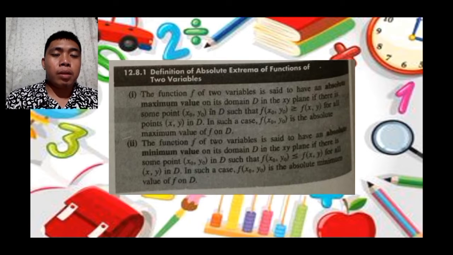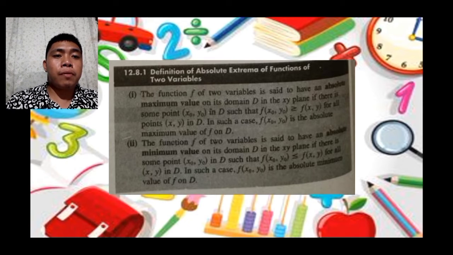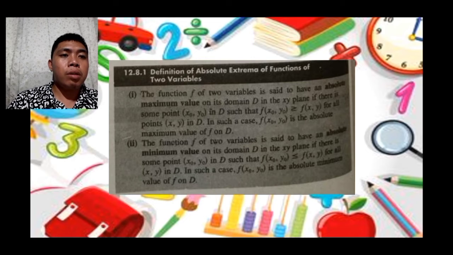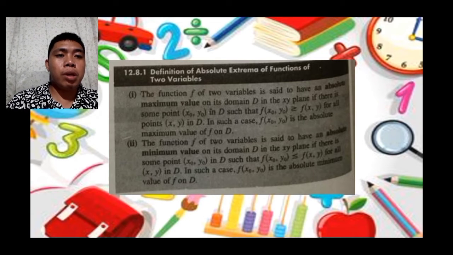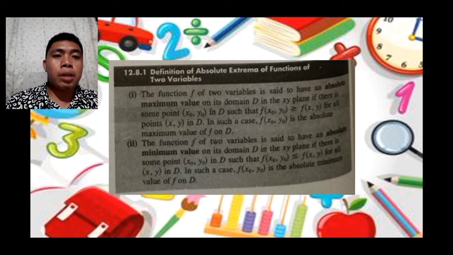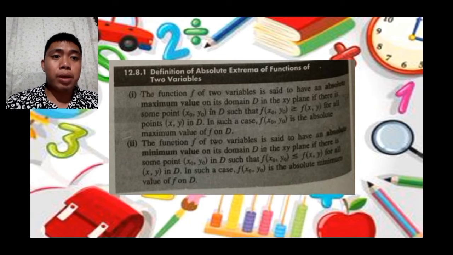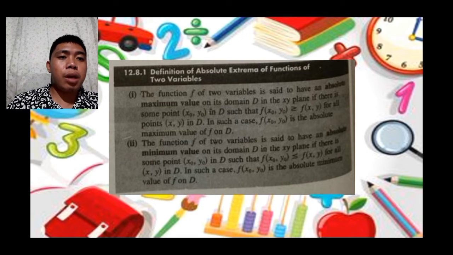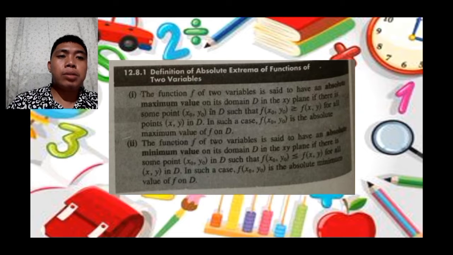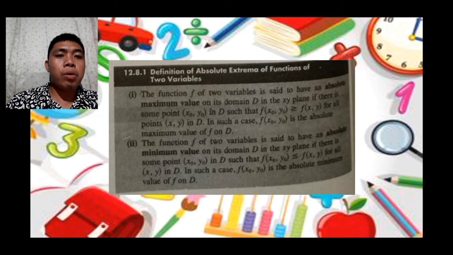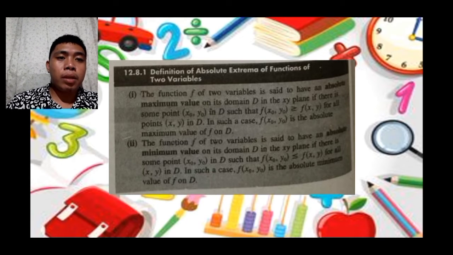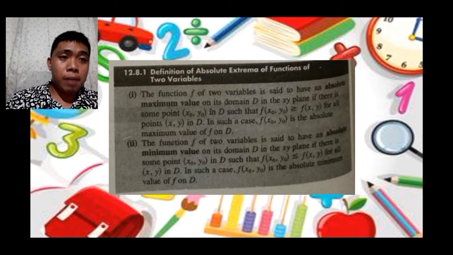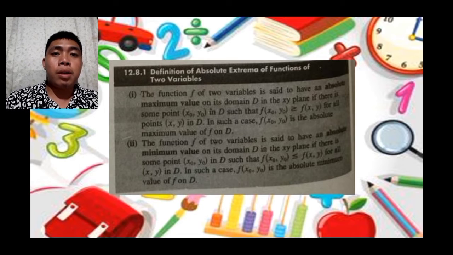on D. Second, the function f of two variables is said to have an absolute minimum value on its domain D in the xy plane if there is some point (x sub 0, y sub 0) in D such that f of x sub 0, y sub 0 is less than or equal to f of x, y for all (x, y) in D. In such a case, f of x sub 0, y sub 0 is the absolute minimum value of f on D.